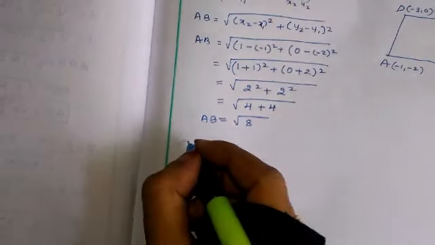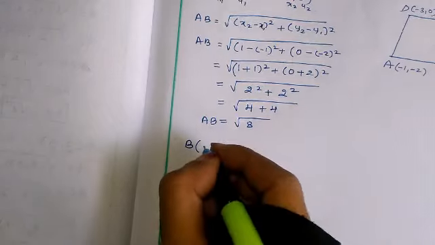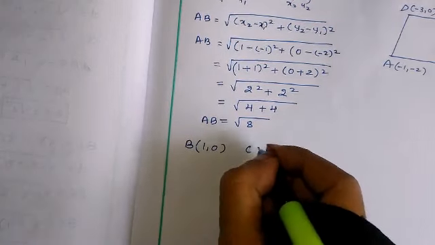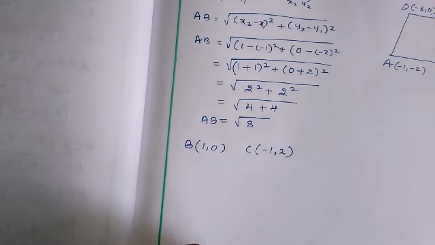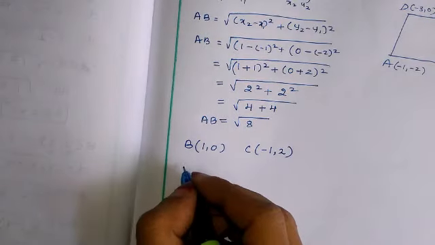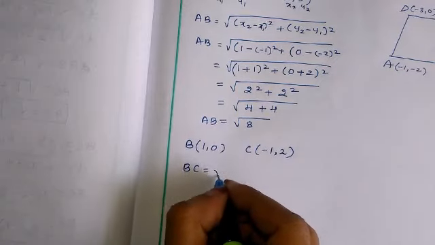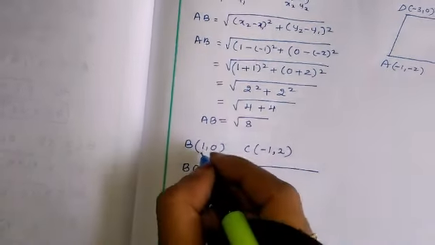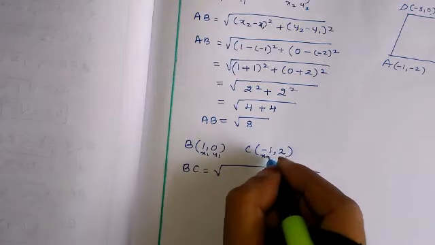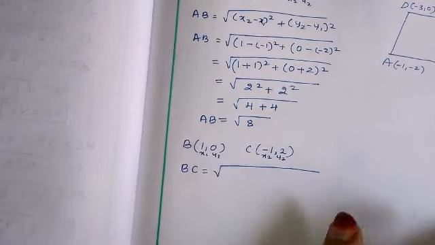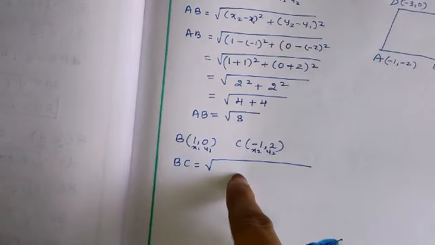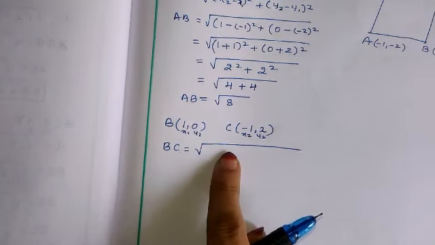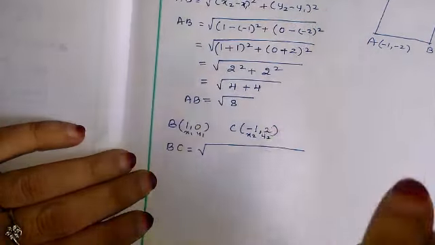Now I am going for BC. B point is (1, 0). C point is (-1, 2). Okay. Distance between BC. BC is root of, I will not write the formula again, x1, y1, x2, y2. But in exam, if such type of question comes, you have to write the formula every time. Formula writing is very important. You may get marks for writing the formula. Okay. Here I am showing because I have already written the formula many times.